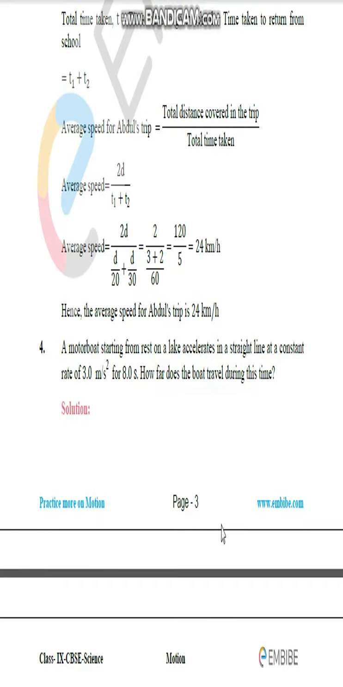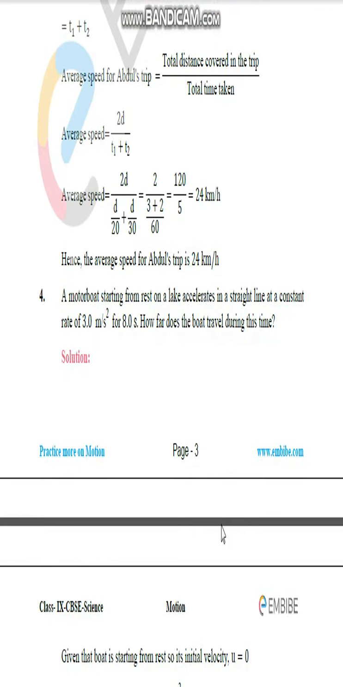Now we'll come to the fourth numerical: a motor boat starting from rest on a lake accelerates in a straight line at a constant rate of 3.0 meter per second square for 8.0 seconds. How far does the boat travel during this time? Constant rate means its acceleration is given. What it means is the motor boat is at rest on the lake and accelerates in a straight line at 3.0 meter per second square. Its acceleration is given, time is given, so how far will the boat travel?